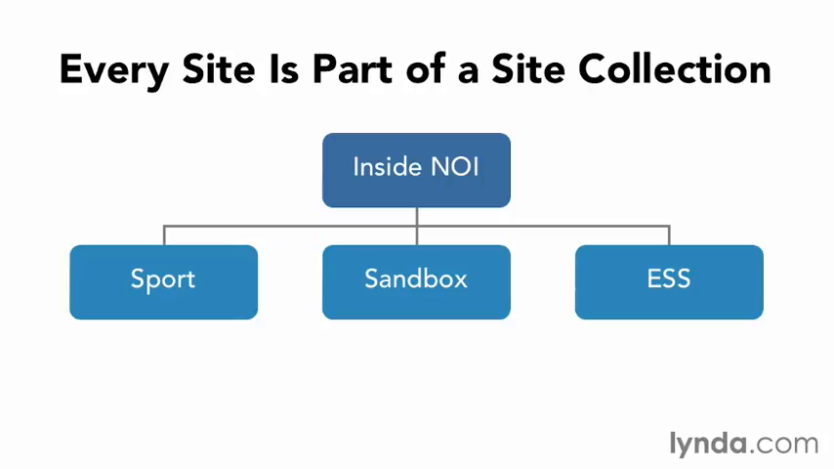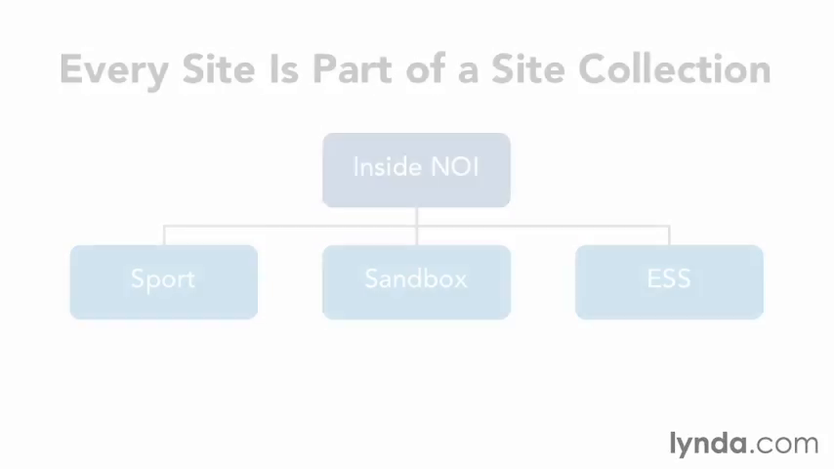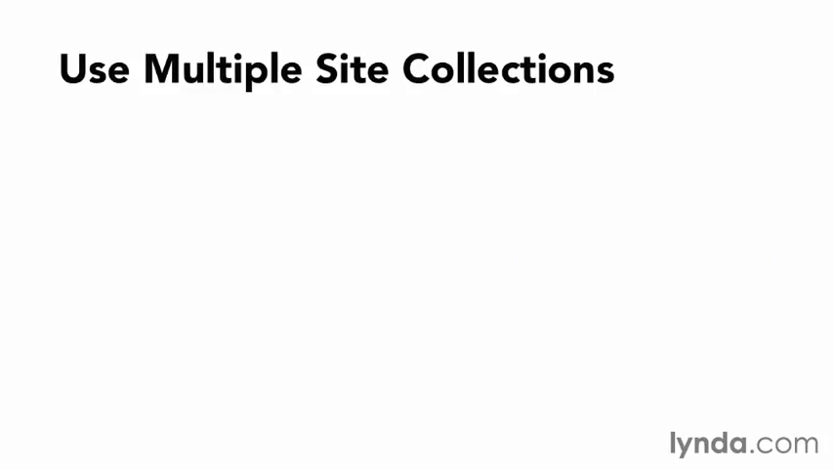Now, in many smaller organizations, there's only one site collection, and all of the other sites fall inside of it. But if you're part of a larger organization, or an organization where there's a lot of delineation between different work groups, then your SharePoint site may have more than one site collection. As users, we might want to understand why we would have multiple site collections.